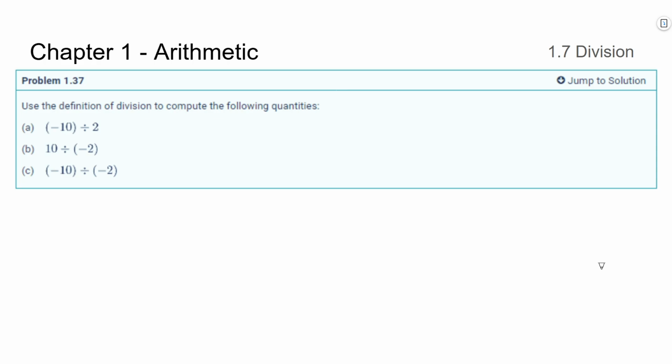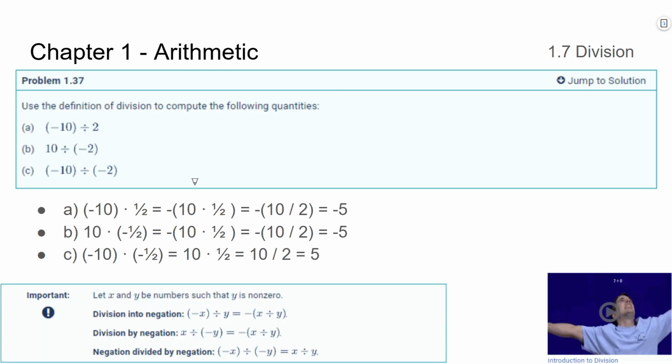All right, so same sort of thing. We're going to be converting these to multiplication and computing these. All right, first one here, we have -10. Let's convert to multiplication, times 1/2. And let's see here. So we know that we can pull the subtraction out. We could do that in a couple steps, but we already know that this is going to give us a negative number. We have a negative times a positive. That's going to give us a negative number. So this is going to become -10 times 1/2.